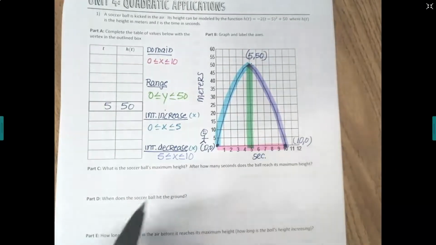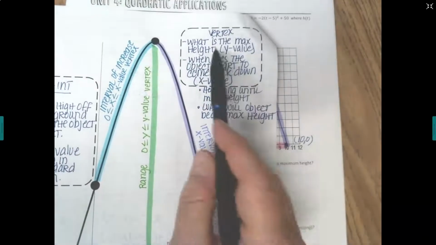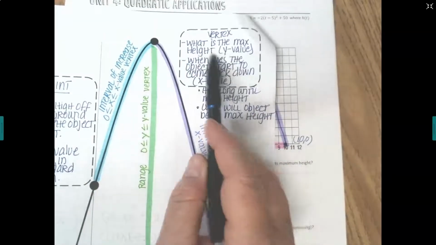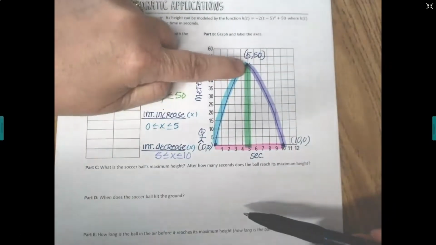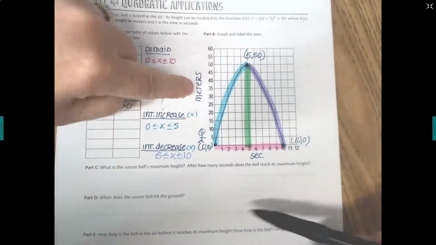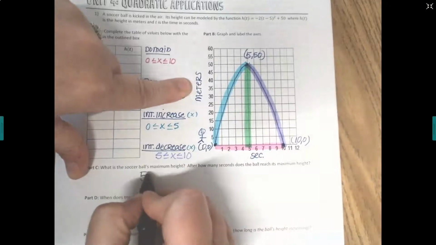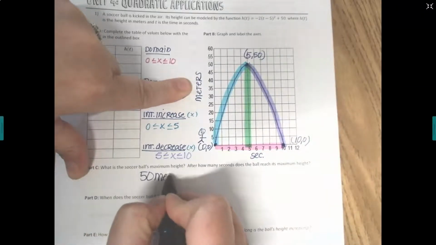Okay, so maximum height, if we go back to our organizer, what is the maximum height? That's the y value of the vertex. So the ball is at its highest height right here, which is 50, and we're in meters. So we're going to say 50 meters.